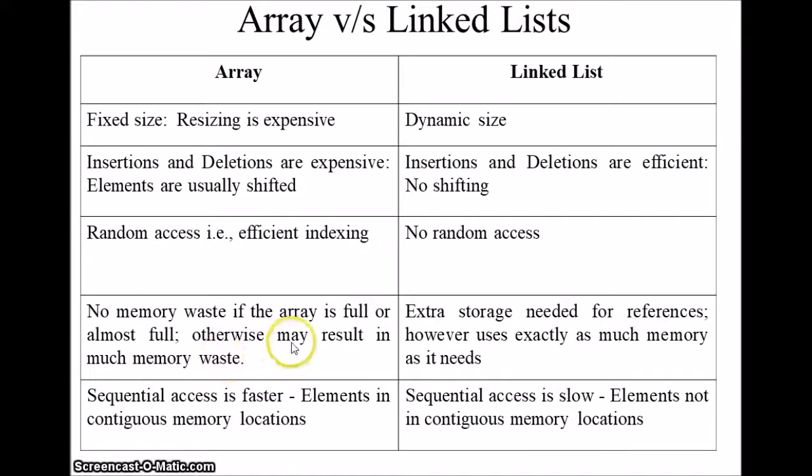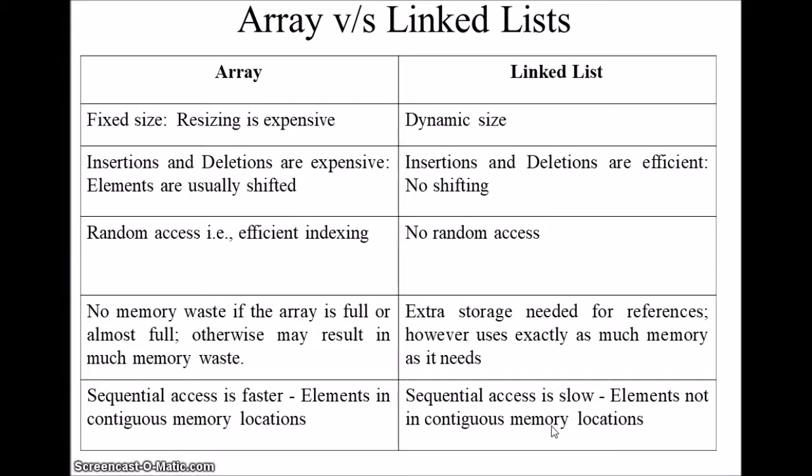In arrays, memory is not wasted if the array is full or almost full, otherwise it may result in memory wastage. So we have seen there will be a wastage or shortage of memory in arrays. But in linked list that is not the case. Only extra storage is required to store the addresses, the references of the next item in the list. Sequential access is faster in arrays because the elements are stored in contiguous memory locations, whereas in linked list it is slow because elements are not in contiguous memory locations.